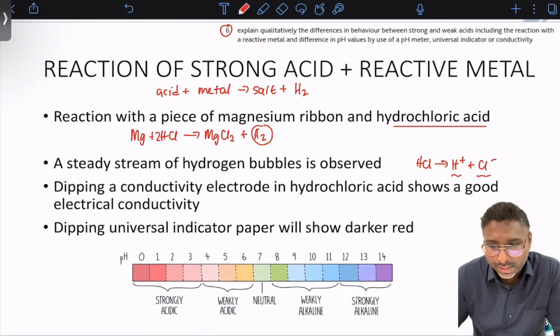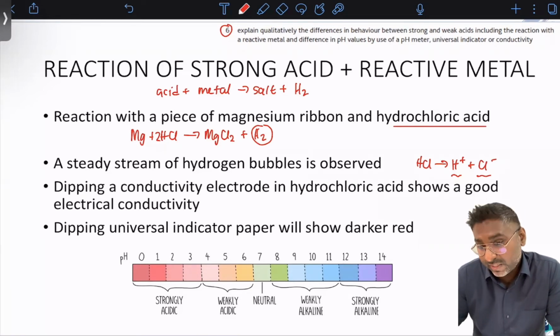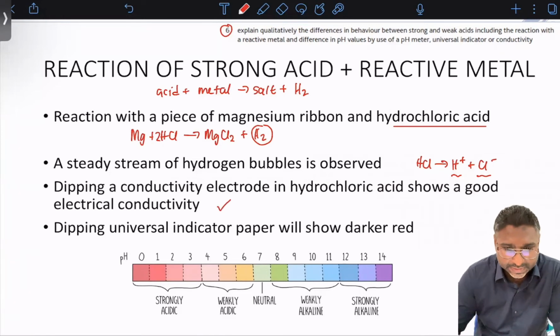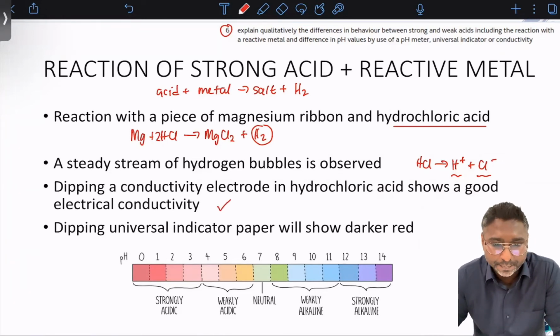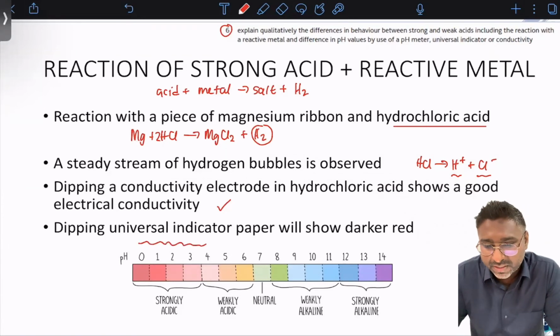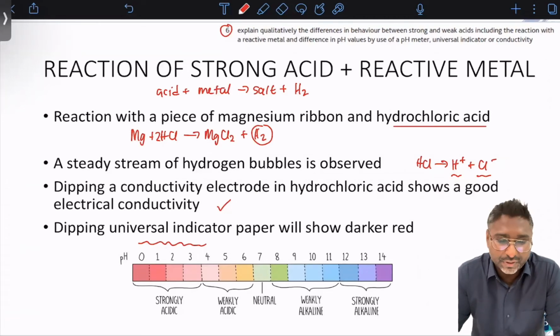I told you, in order to conduct electricity, you need either free moving electrons, delocalized electrons, or free moving ions. In this case, you have a lot of free moving ions. Of course, if you dip a conductivity electrode, you will get very good electrical conductivity. And if you dip universal indicator into this HCl, the indicator will show a darker red color. These are certain things you need to notice.